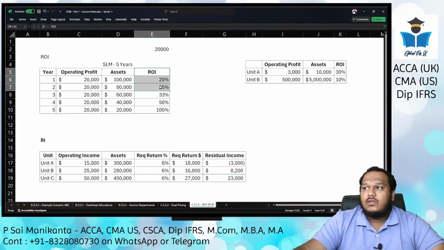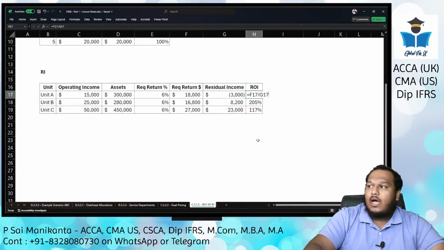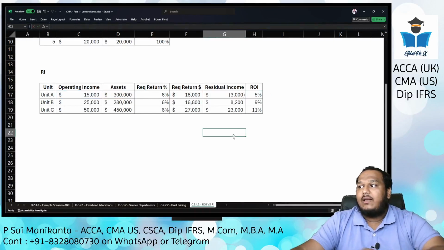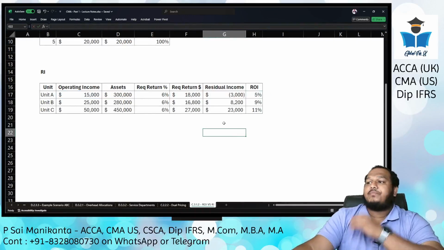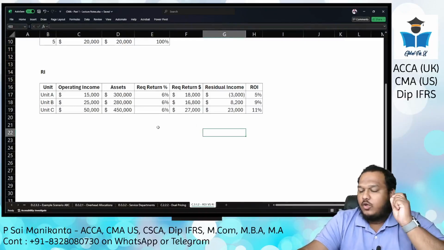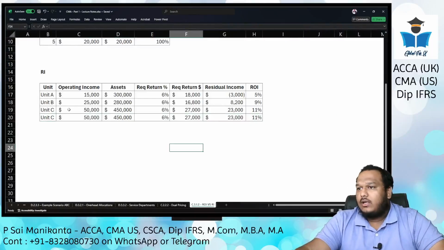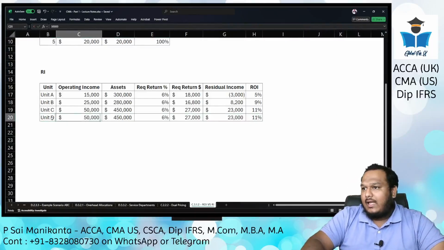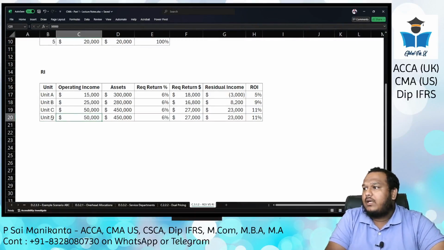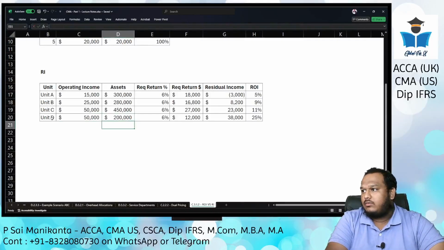And now just for comparison's sake, I'll also add ROI here. ROI is equal to operating income by assets. So 5%, 9% and 11%. Just for explaining some points here, I'll try to tinker around with some of the numbers. I'll create another unit D here, and that unit will have operating income of 50,000 on assets of 200,000.